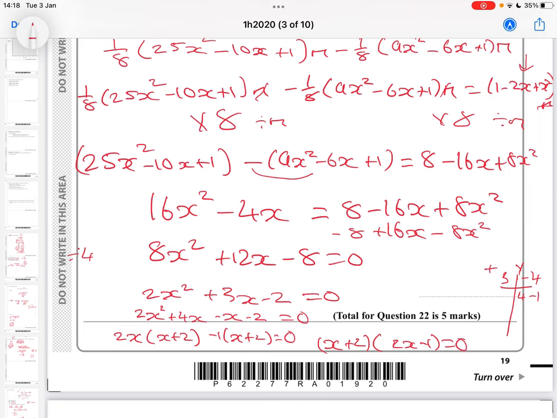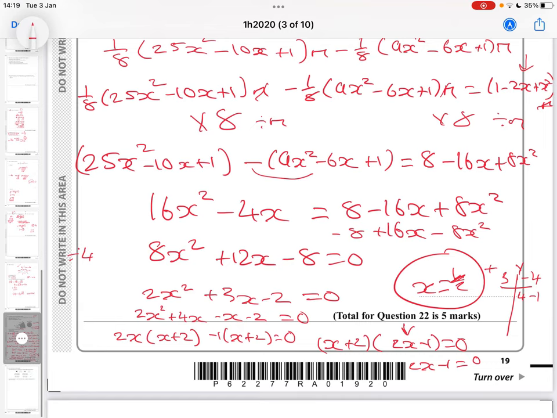Well, it can't be negative. So when I'm solving this, it can only be this one, because 2x minus 1 equals 0. That means x is going to equal a half. Not the neatest question, I apologise.